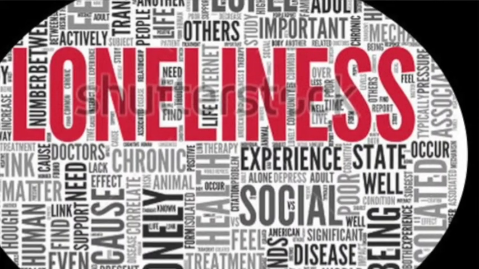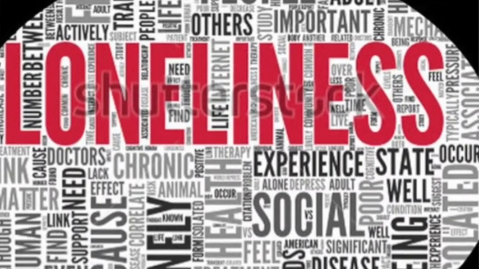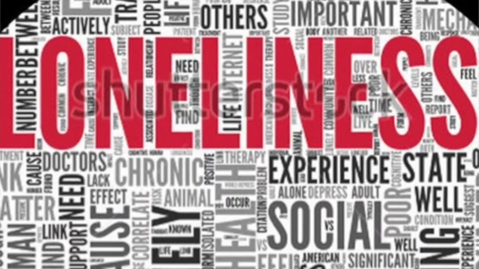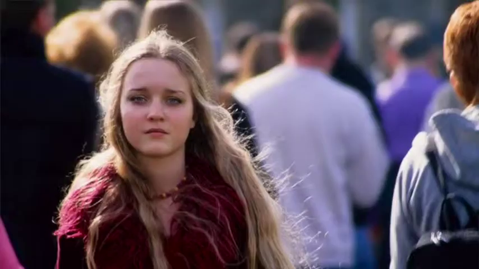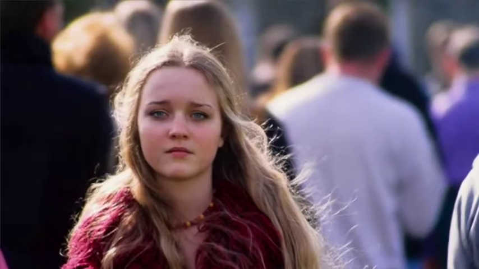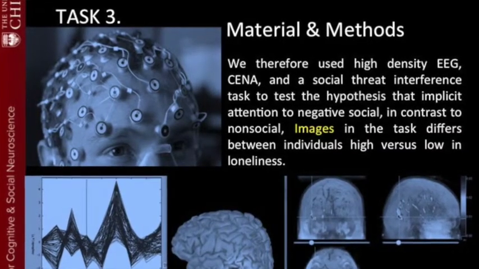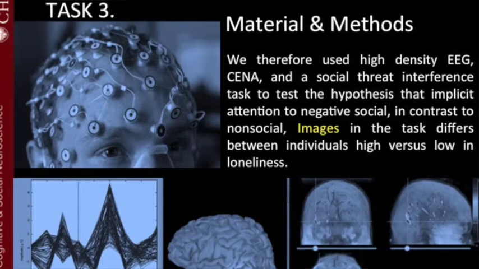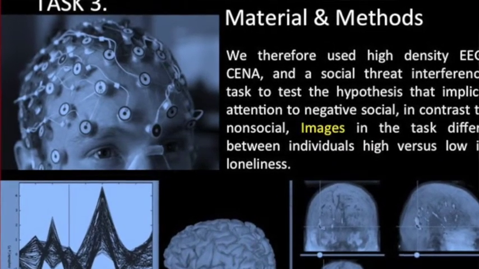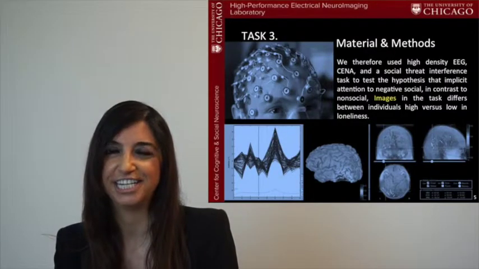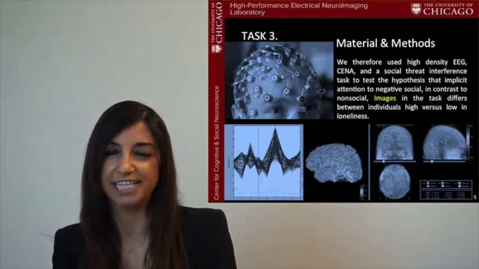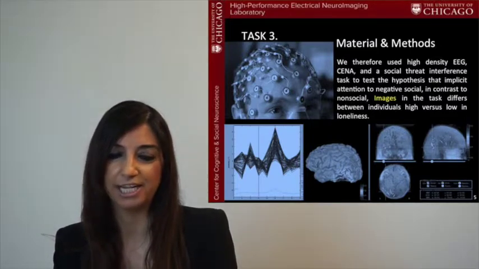That said, the evolutionary model of loneliness didn't specify that these automatic processes would be specific to words. These automatic processes should also be observed for different types of stimuli, such as images. To address this question, we again used high-density EEG, SINA, and a social threat interference task to test the hypothesis that implicit attention to negative social, in contrast to non-social images in the task, differs between individuals high versus low in loneliness.